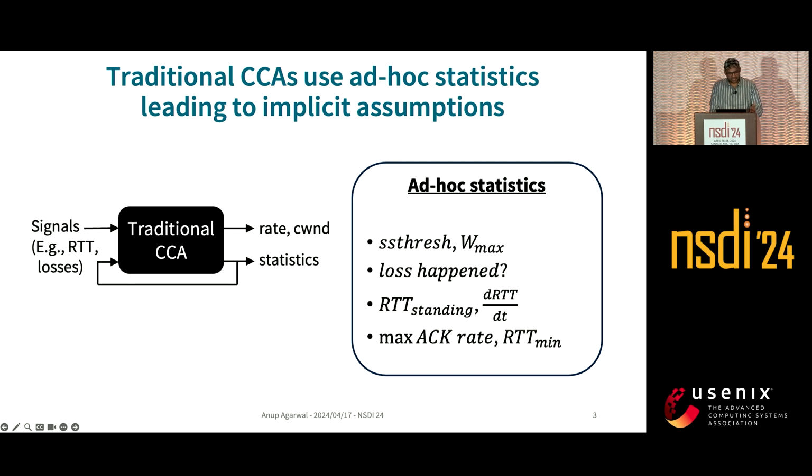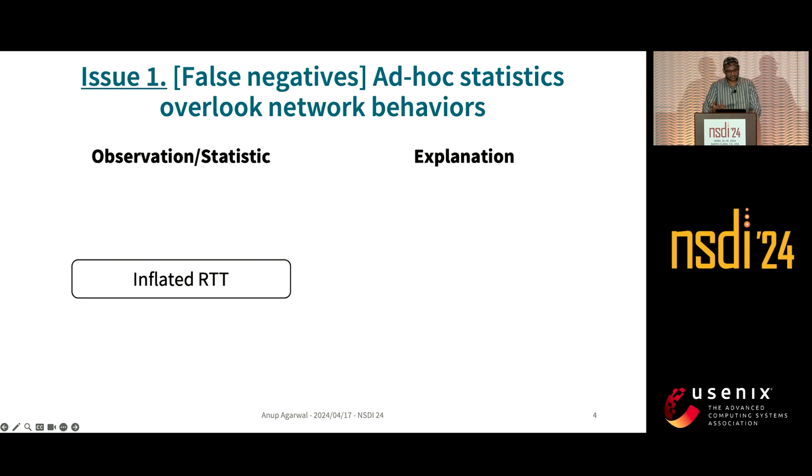The problem with these ad hoc statistics is that they invariably make some implicit assumptions about the network, leading to two key issues. First, these ad hoc statistics commit false negatives, in the sense they'll overlook considering some network behaviors. For instance, let's say a congestion control algorithm saw that the RTT of an acknowledgement increased. Many CCAs will just blindly react to this measurement without considering what could have caused it and what will be the consequences of their reaction.